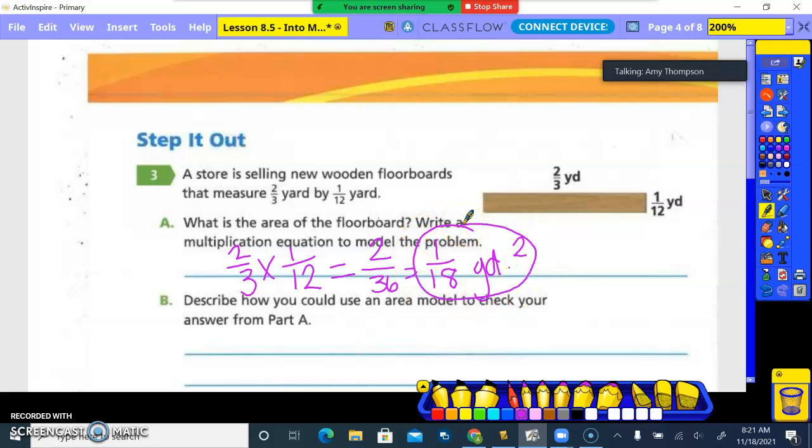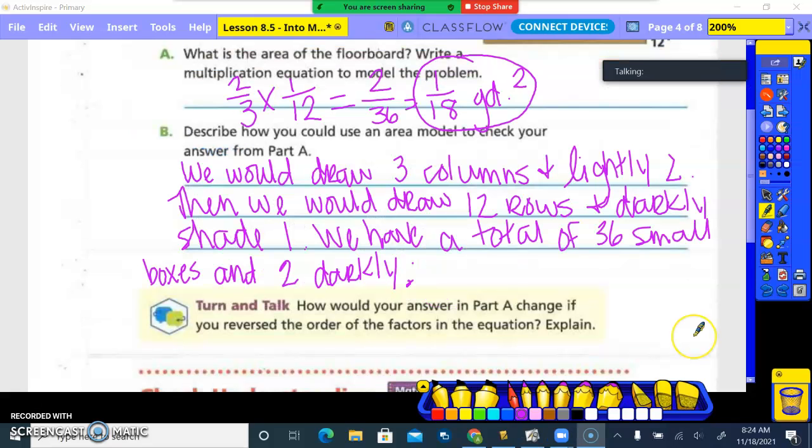Or 1/18 square yards. So describe how you could use an area model to check your answer from part A. So we would draw 3 columns and lightly shade 2. Then we would draw 12 rows and darkly shade 1. We have a total of 36 small boxes and 2 darkly shaded boxes.